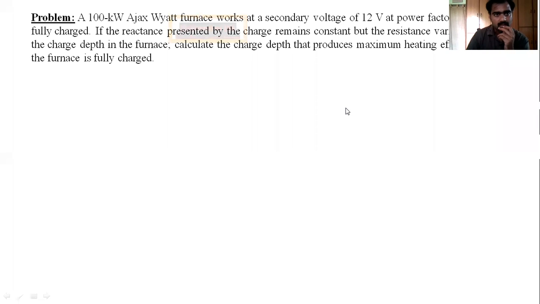A 100 kilowatt Ajax Wyatt furnace works at a secondary voltage of 12 volts at power factor 0.6 when fully charged. If the reactance presented by the charge remains constant, but the resistance varies inversely as the charge depth in the furnace, calculate the charge depth that produces maximum heating effect when the furnace is fully charged.